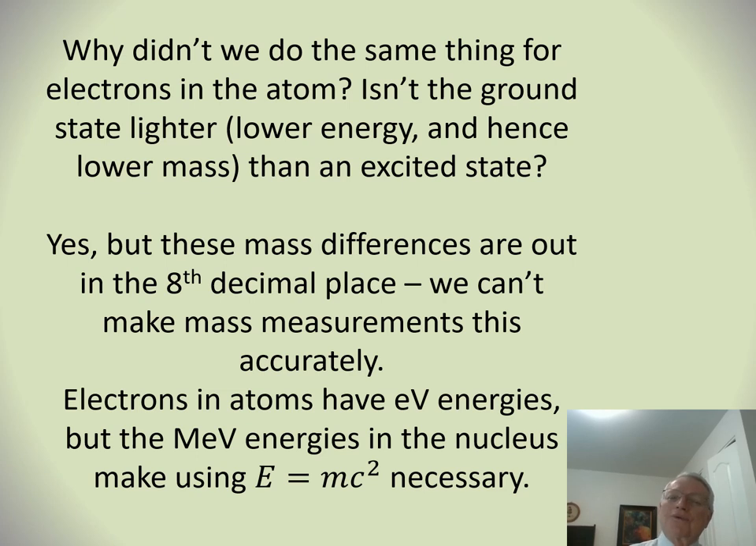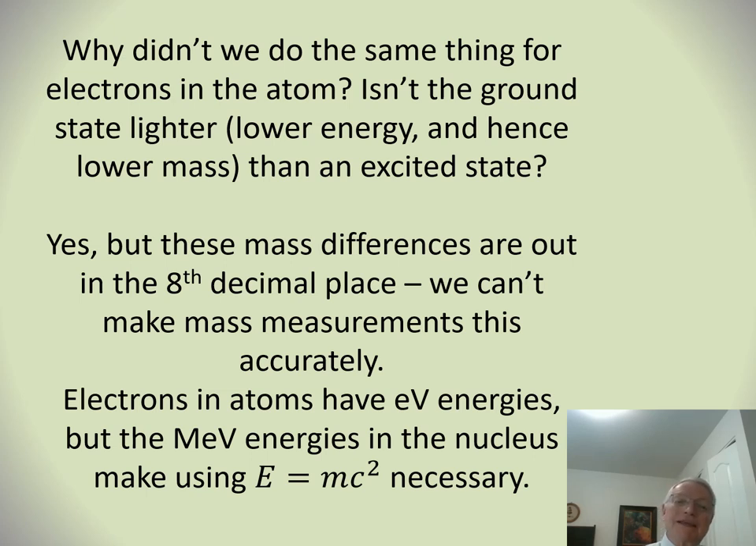Okay, now you're thinking, why didn't we do this for electrons in the atom? In the atom, you start with an excited state, which should be heavier because it has more energy, and then it drops down to the lower mass, lower energy, ground state. Shouldn't we have done this for atoms? Well, yeah, we probably really should have.